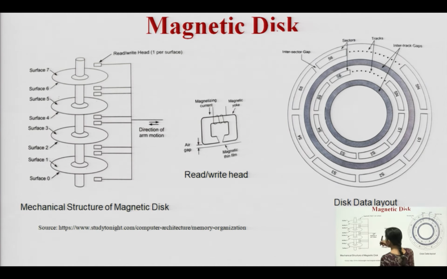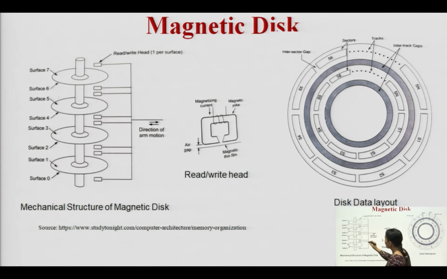This shows the mechanical structure of a magnetic disc. This is our spindle, as I have said earlier. The below one and the upper one have a single side coating. That means, in this diagram, it is divided into different surfaces, surface 0 and the last surface n, in this case the 7th, where data can be stored on one side only. Otherwise, in the inner surfaces we can store data on both sides, because they have coating on both sides.